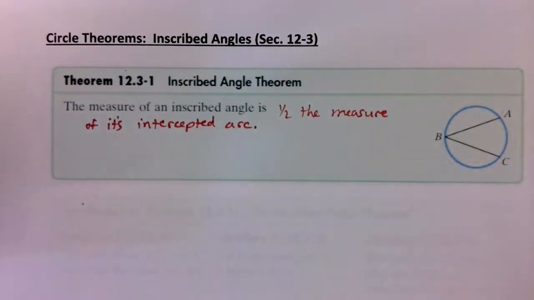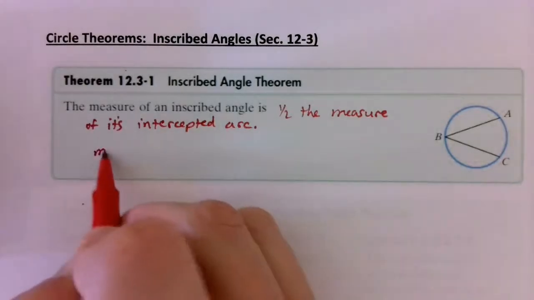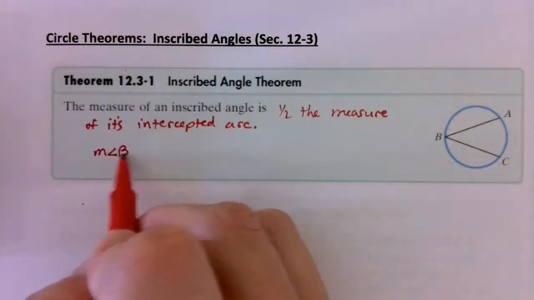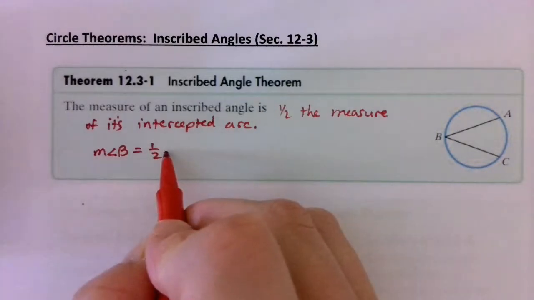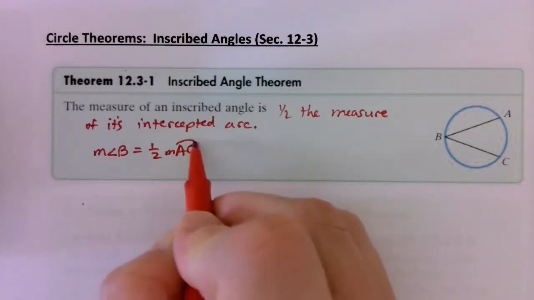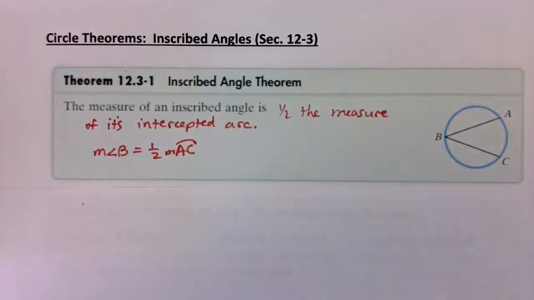And then we have a lovely picture here, so I think we should go ahead and make an equation, because we can say this in an equation form. And that means that the measure of angle B equals 1/2 the measure, remember we put that little m just to refer to the measure of arc AC. And I like to give myself a second equation here, because there's an implied second equation.